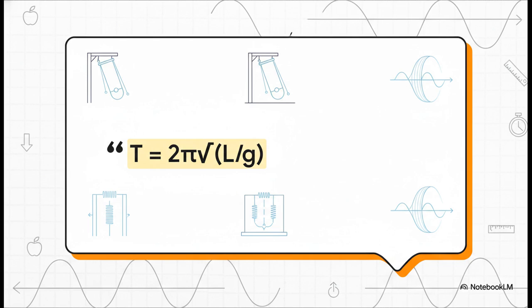The period T is 2π times the square root of the length L over gravity g. I can pretty much guarantee you're going to see questions that use this, so star it, highlight it, whatever you need to do to remember it.